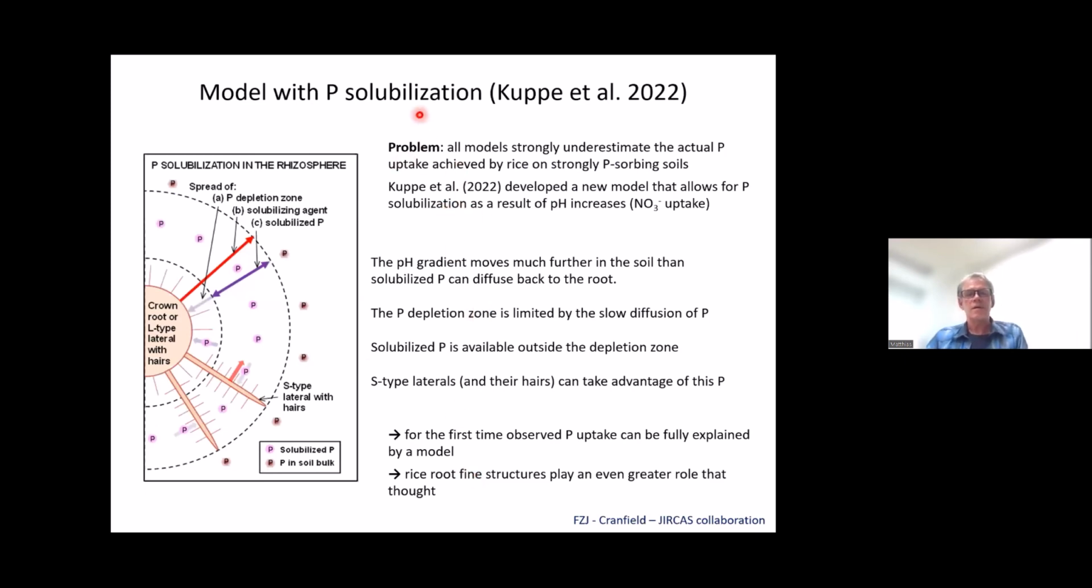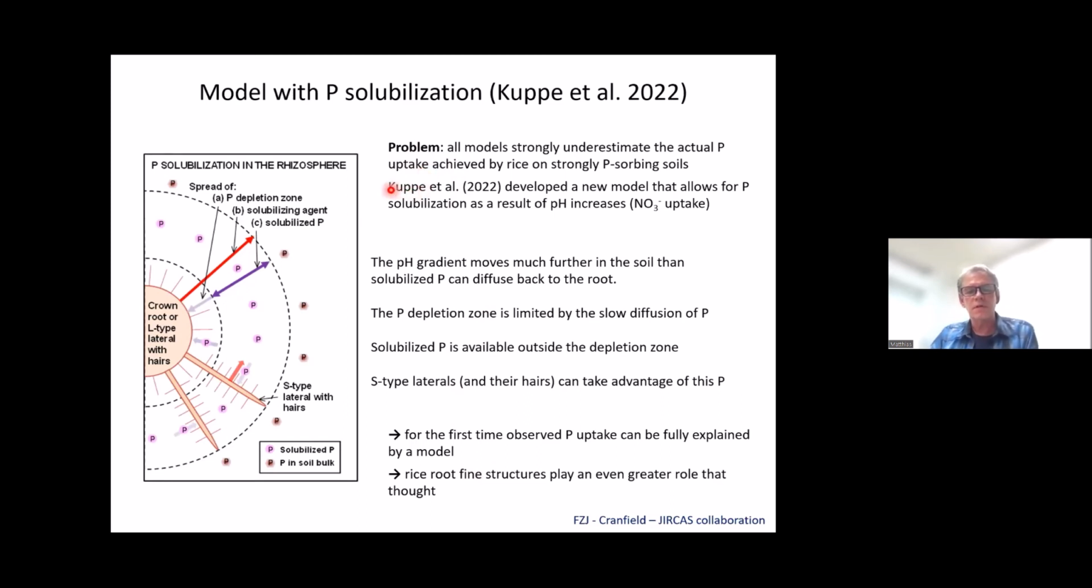Now, a second model that addresses solubilization in the rhizosphere. The problem we have with almost all plant growth models or phosphorus uptake models is that they strongly underestimate the actual uptake achieved by rice on these strongly P-sorbing soils. So if we measure the P concentration available in these soils and use it as an input, we underestimate P uptake by sometimes 90%.